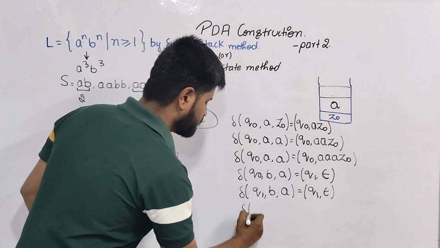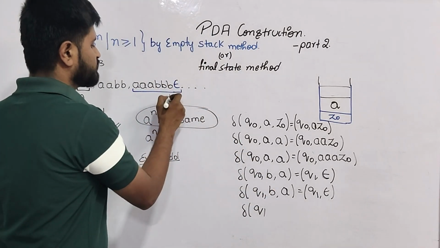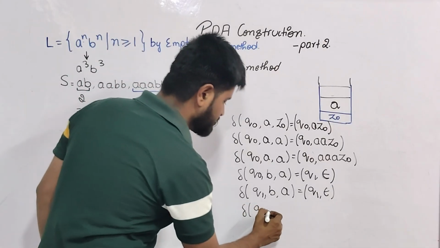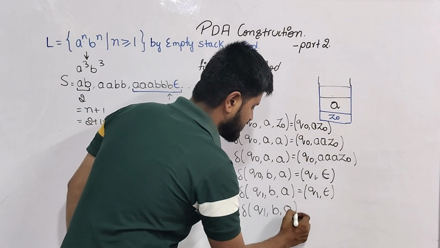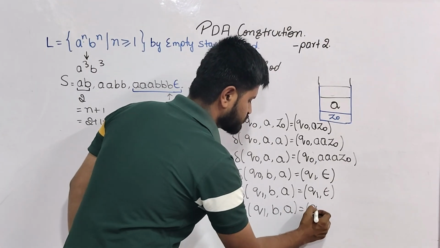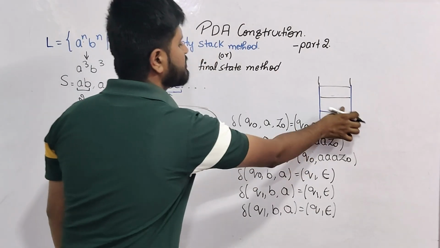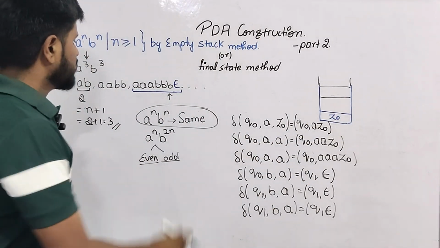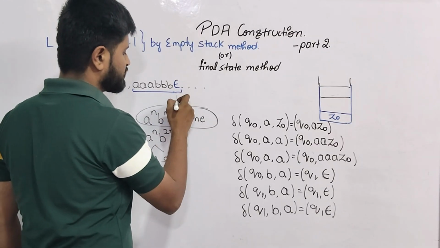Next, delta of Q1. At the present state we are in Q1. So this is the third B I am approaching, comma, B. On top of the stack I am having A, which will be equal to Q1, comma, epsilon. So now I will pop out the last A also. Now 3 A's and 3 B's are over. So the last left is epsilon.